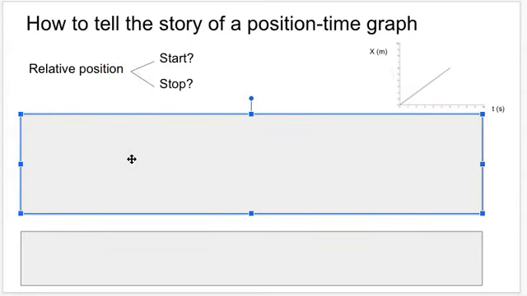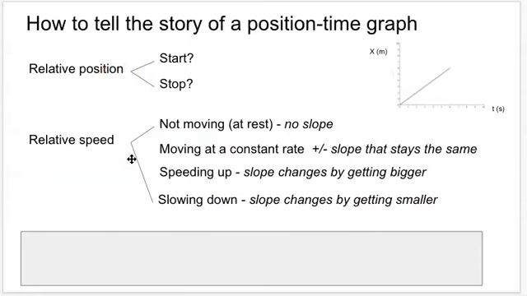Position. Second, as I said, you need to talk about speed. Are you not moving, meaning you're at rest because you see no slope on the position time graph? Are you moving at a constant rate because you see a positive or a negative slope that stays the same? Are you speeding up because you see that your slope is gradually getting bigger? Or are you slowing down because you see your slope is gradually getting smaller?